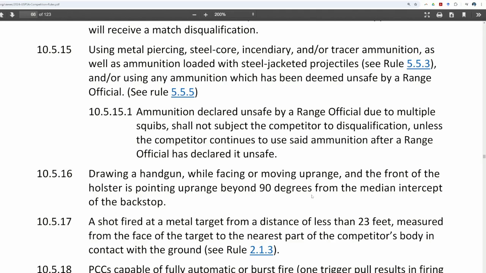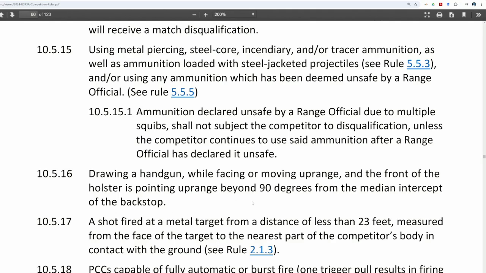Like, why? What I care about is, are you pointing your barrel at me? Not, are you pointing your holster at me? Right? It's a serious question. So, okay. How would I rewrite 10.5.16?